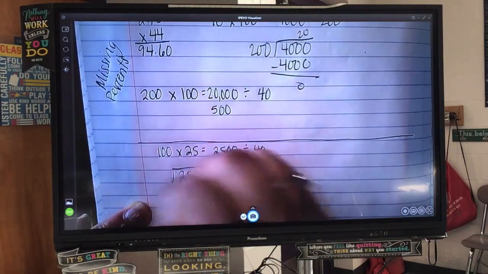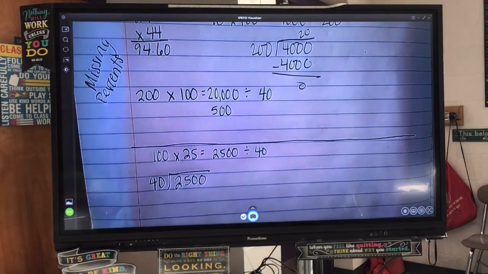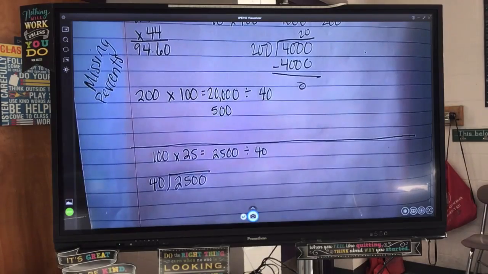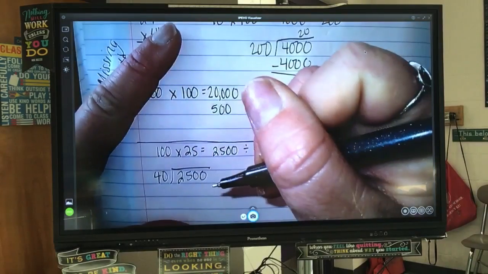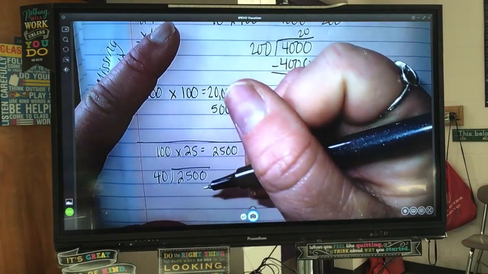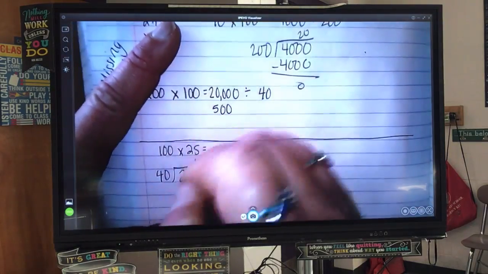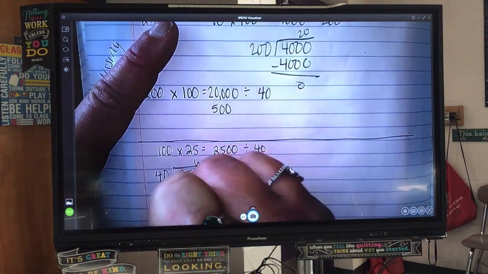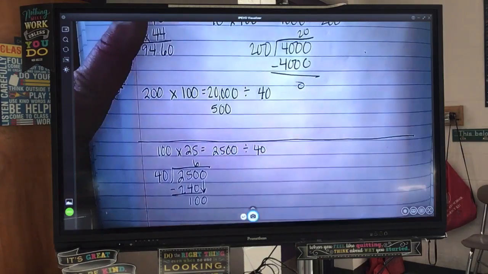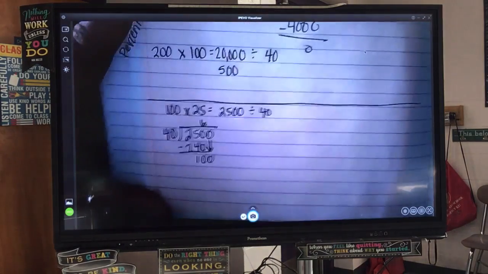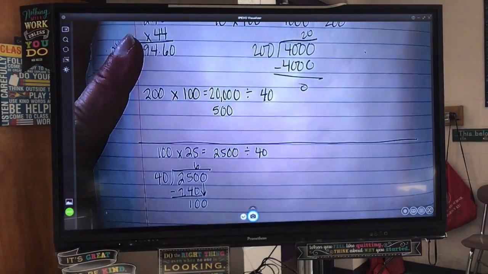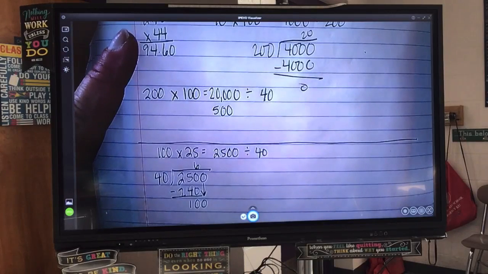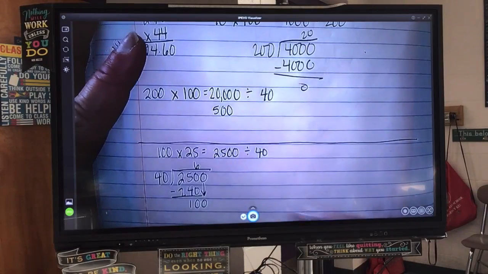So 2,500 divided by 40. What times 40 gives you 2? Nothing. What times 40 gives you 25? What times 40 gives you 250, or close to it without going over? 6. This is gonna give me 240. Alright, what times 40 is gonna give you 100 without going over? Troy? 2.